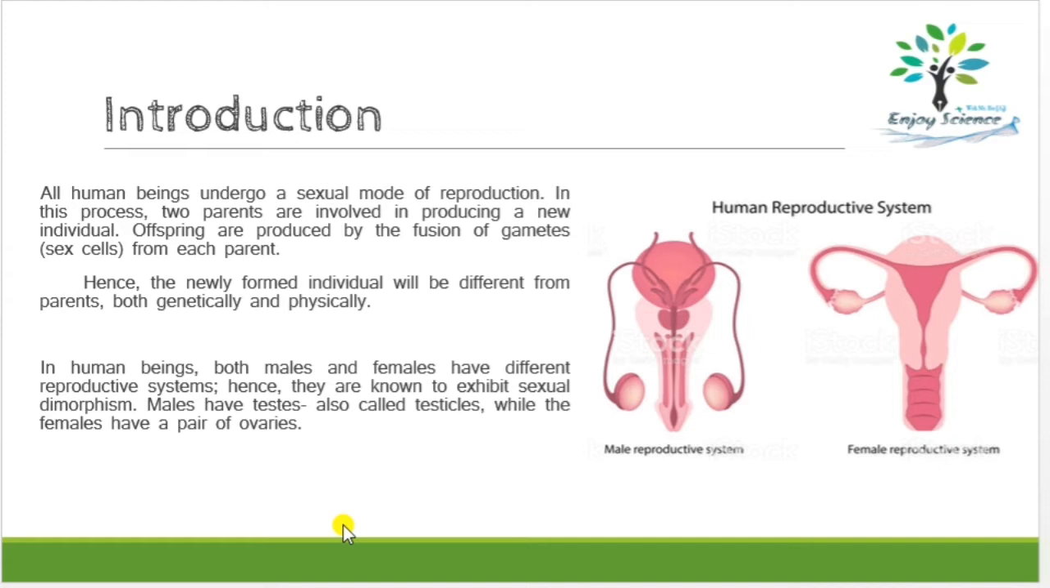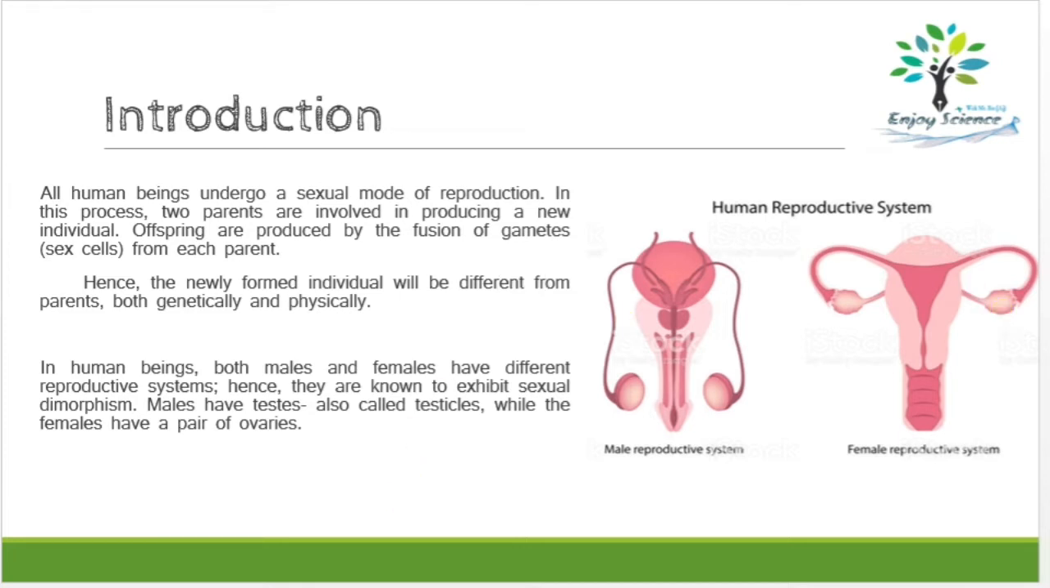So in human beings, males and females have different reproductive systems. As you can see here in the diagram, this is the male reproductive system and the female reproductive system, two different types of reproductive system. Hence they are known to exhibit sexual dimorphism. Sexual dimorphism means they have different types of organs involved in reproduction, and their functions are also different. Males have testes, also called testicles, the primary organ involved in reproduction. And in females, we have ovaries. Ovaries are the primary structure involved in reproduction. That's why humans have sexual dimorphism.